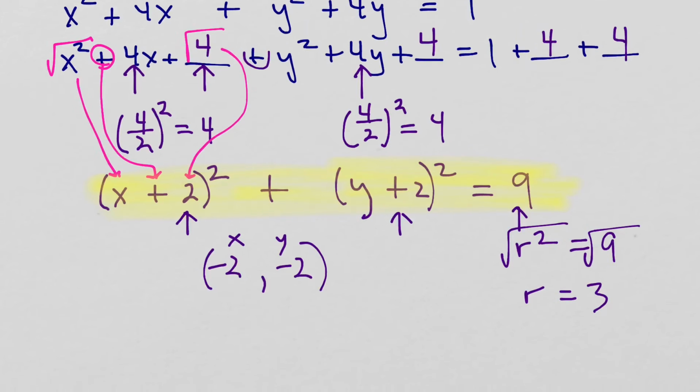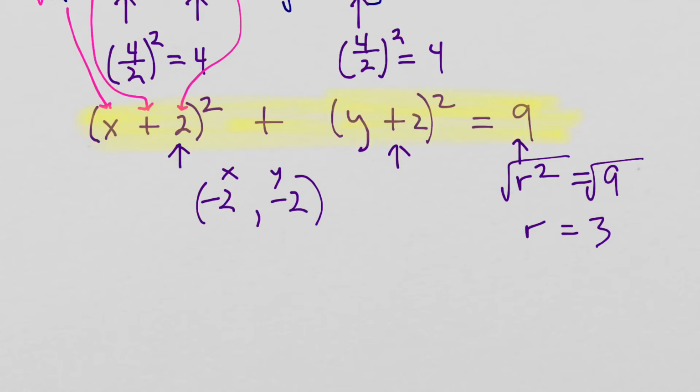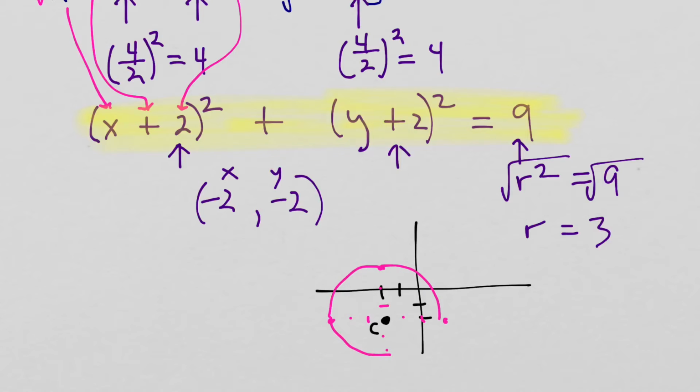So if I put that on a graph, you're going to have the point -2, -2. There's your center. And then your radius is 3. So I'm going to go 1, 2, 3, 1, 2, 3, 1, 2, 3, 1, 2, 3, and I'll have my circle. That's how you do it.